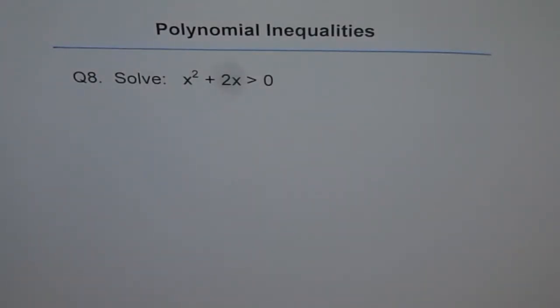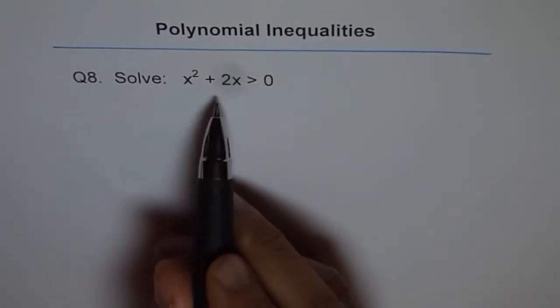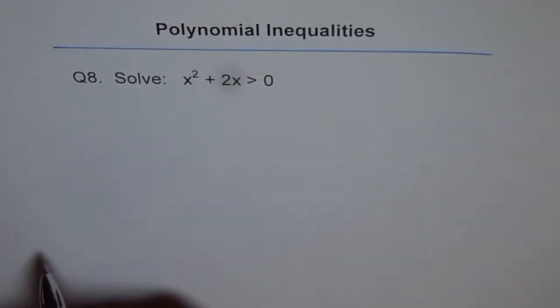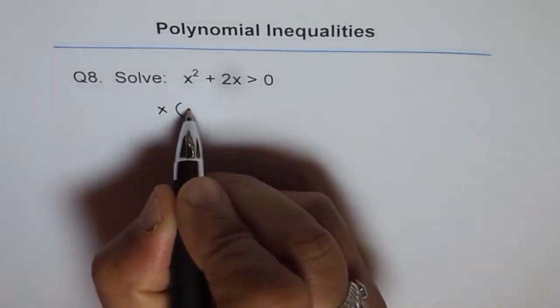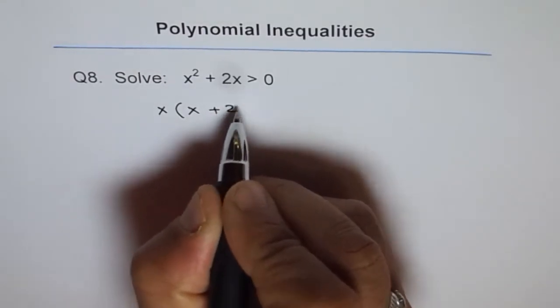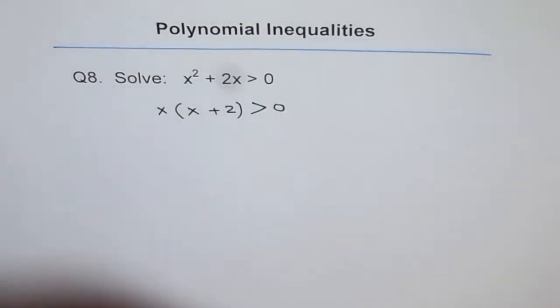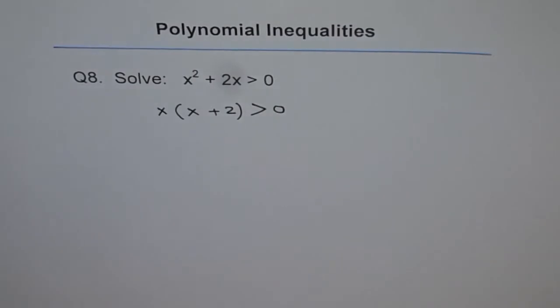Polynomial inequalities. Question 8. Solve x squared plus 2x greater than 0. So what we can do is factor this out to figure out where the zeros are. So x squared plus 2x, x can be taken as common, and so we have x times (x plus 2) greater than 0. Correct? And now we can sketch it.